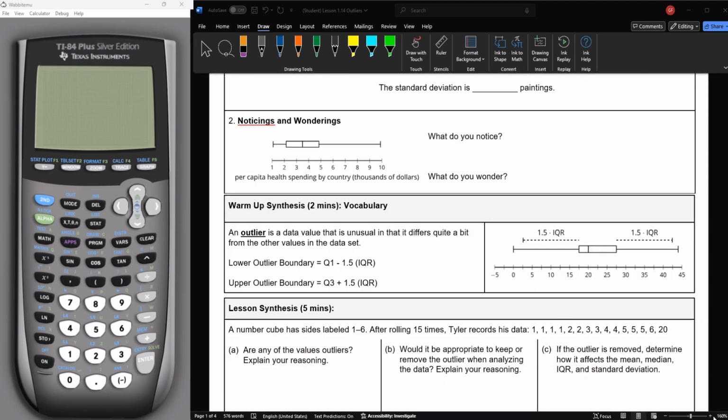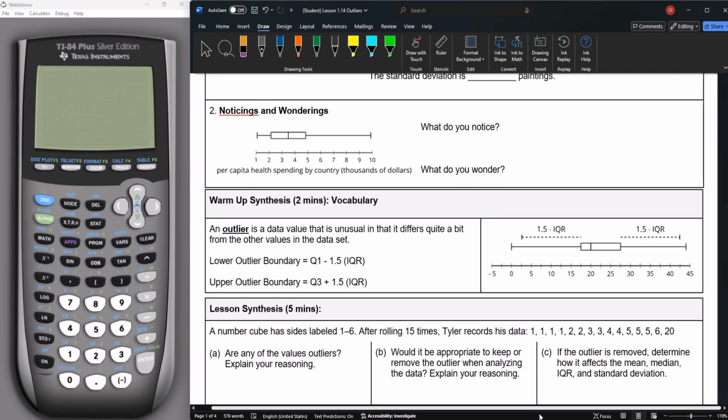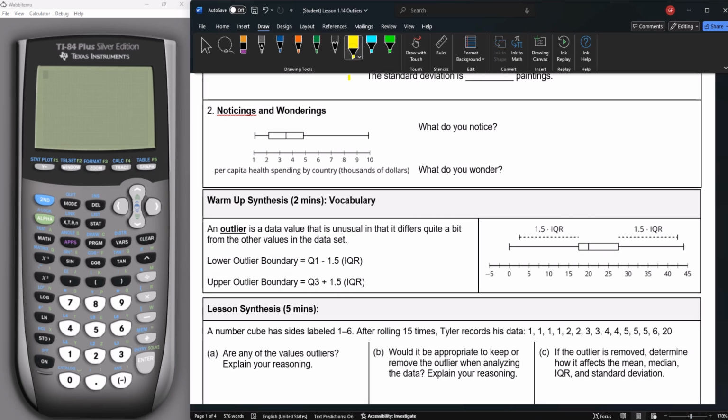So let's take a look at our vocabulary. An outlier is a data value that is unusual, that differs quite a bit from the other values in the data set. In this case, we have the lower outlier boundary, which can be found with this equation: you take Q1, minus 1.5 times your IQR. Then you also have the upper outlier boundary: you take Q3, add 1.5 times your IQR.